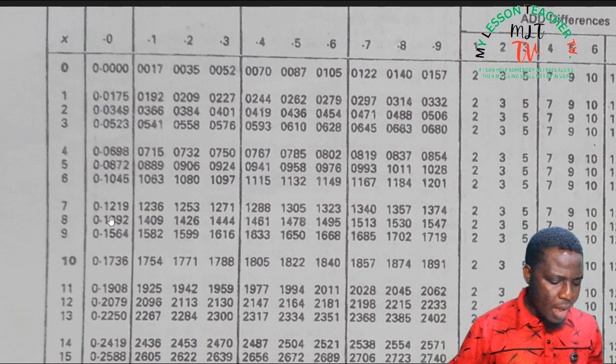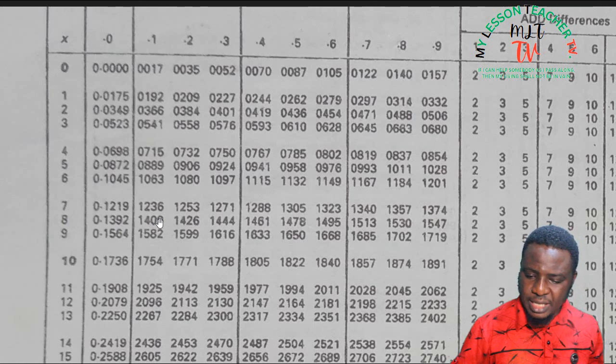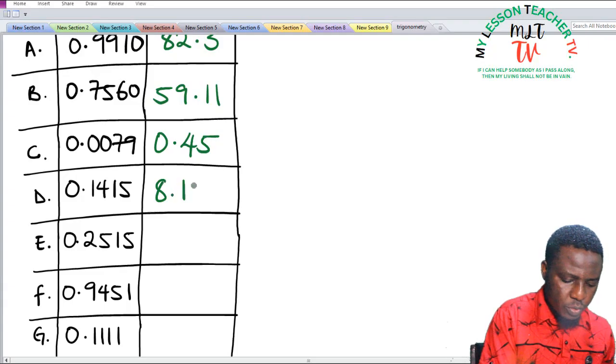So therefore, my answer now is going to be 8.13. If you look at it, 1409 is under 8.1 and the difference to be added is 5. So this gives us 8.13. 8.13 degrees.